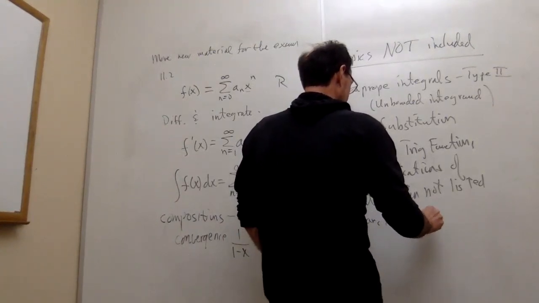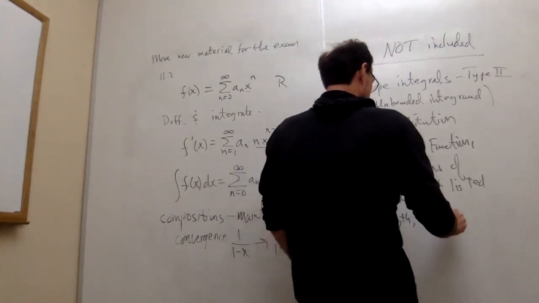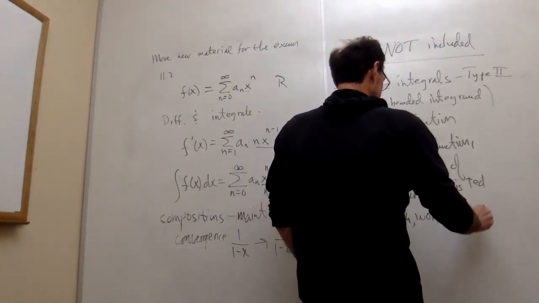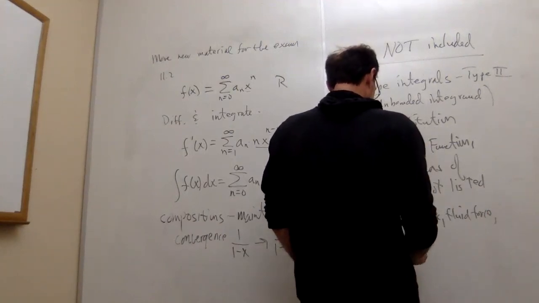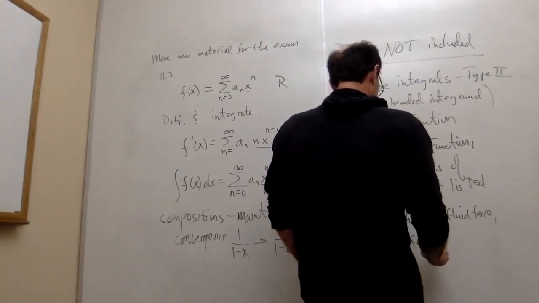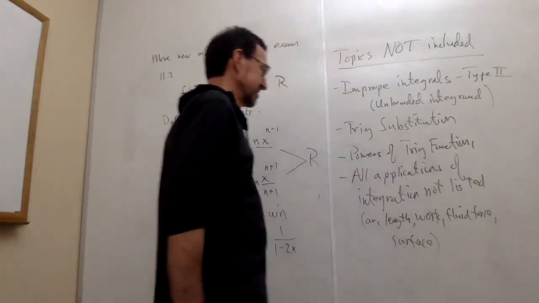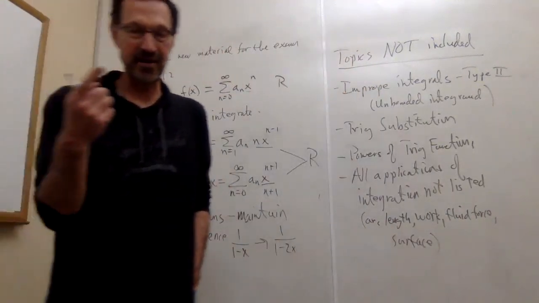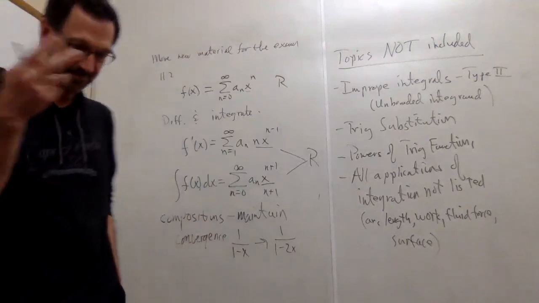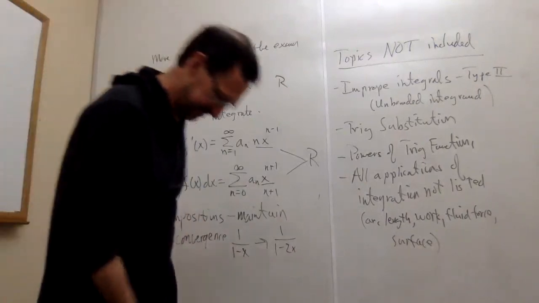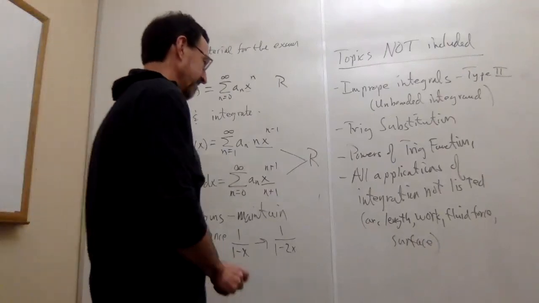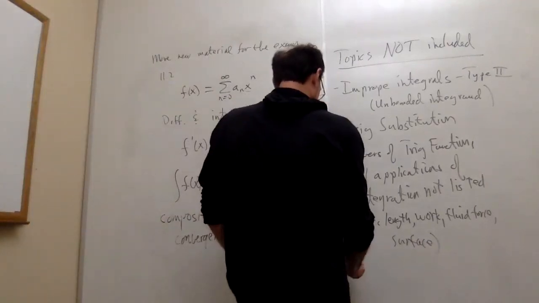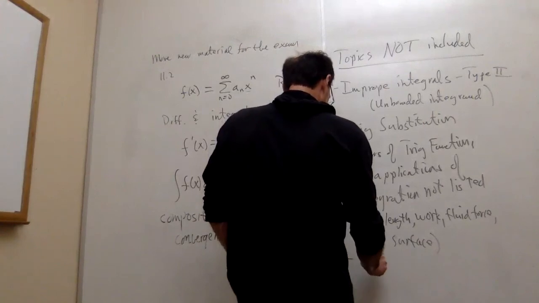Work, fluid, force. We might have done surface area. It's in the book. I don't quite remember if we did it. I think we did do it. So the only applications, area and volumes from chapter, what was it, chapter 6? Differential equations, not on the exam.